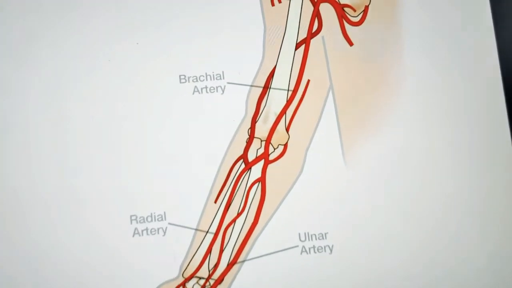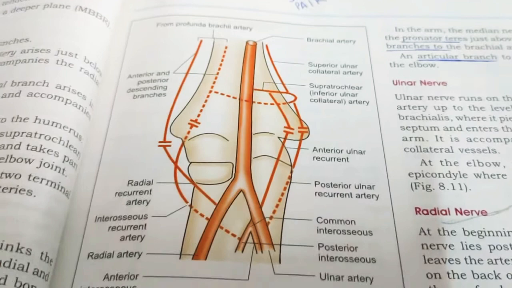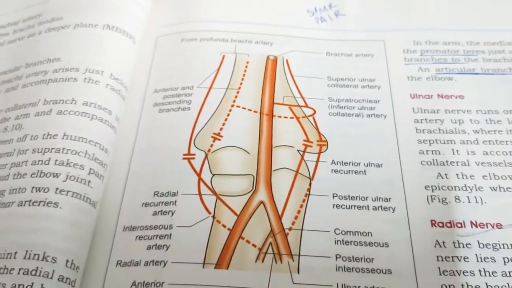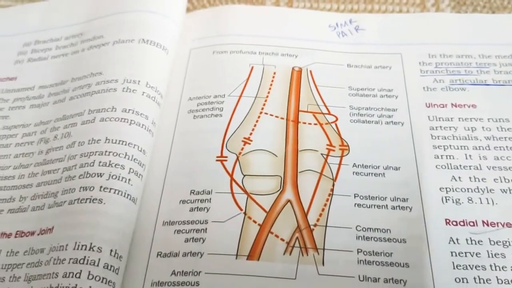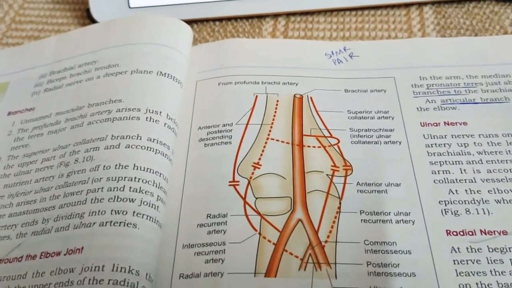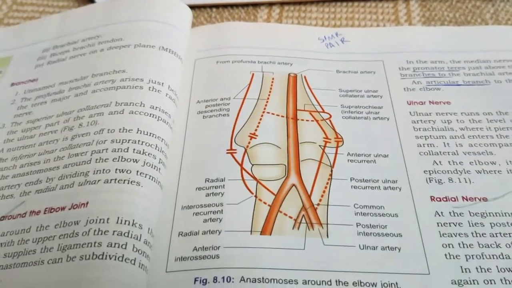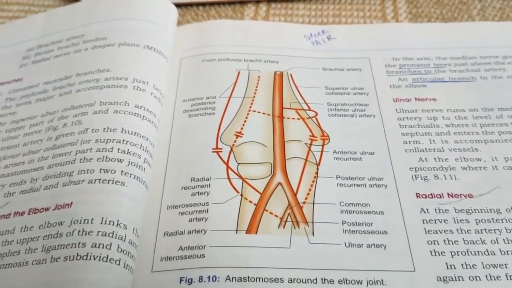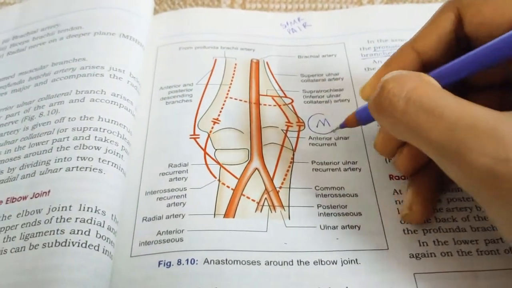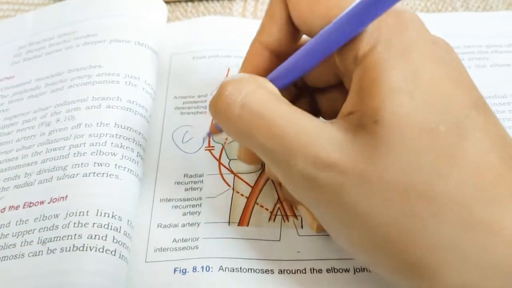Exactly at this point, if you zoom in, you will see it like this, right? It supplies the ligaments and bones of the joint. The anastomosis can be subdivided into the following parts. First we need to see what is the lateral side and medial side, right? If you get the word ulnar artery, it means the medial side, so you can easily find out, and this is the lateral side, okay?